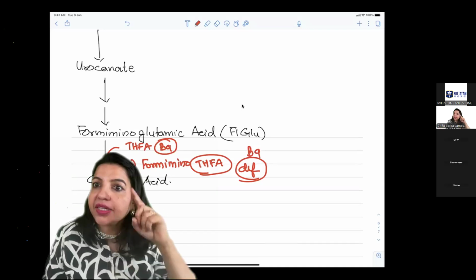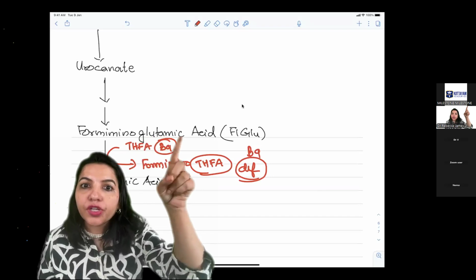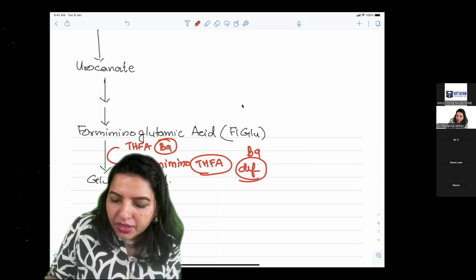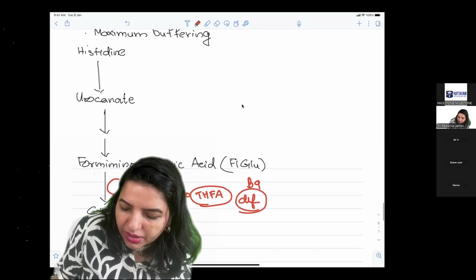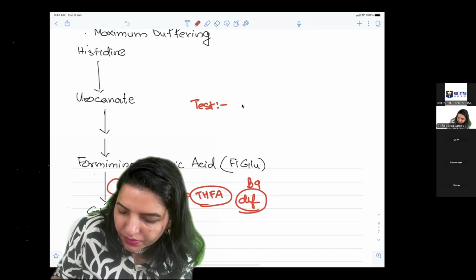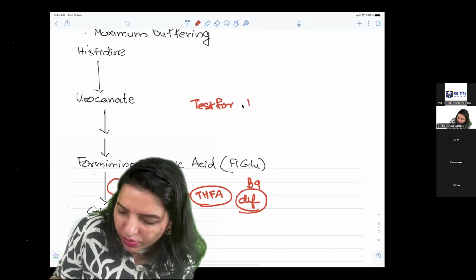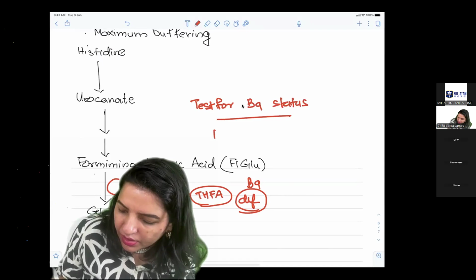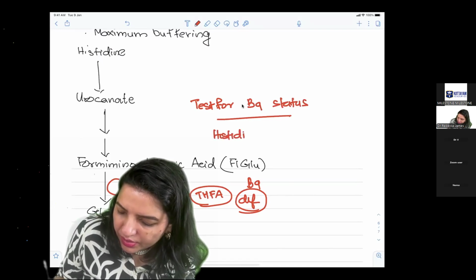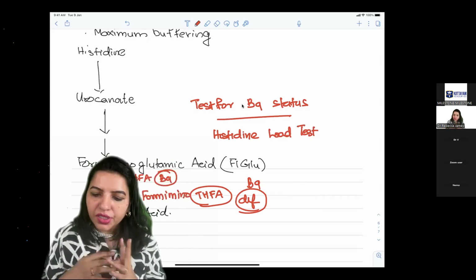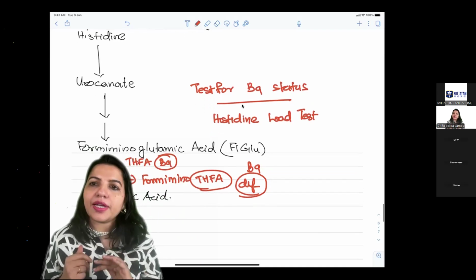Fig glue is excreted. That is what I said early. That is fig glue excretion. I'll explain later. That's B9 deficiency. Fig glue is excreted. So this test for B9 status is called the histidine load test. Histidine load test is a test for B9 status.